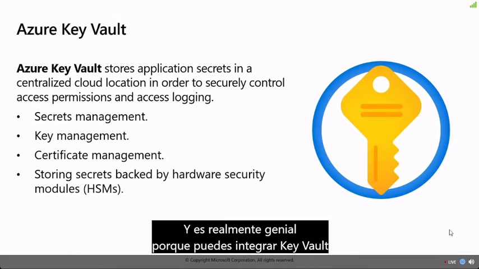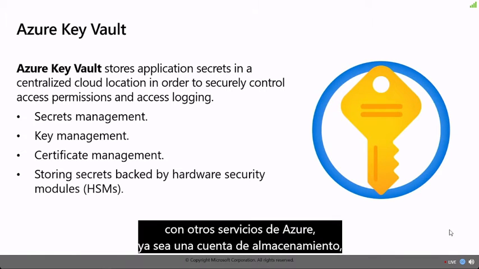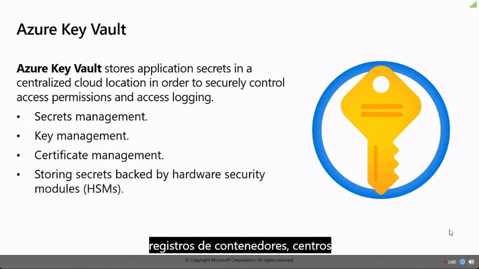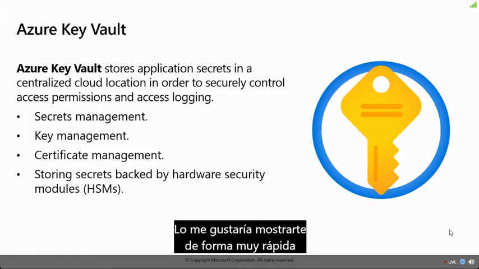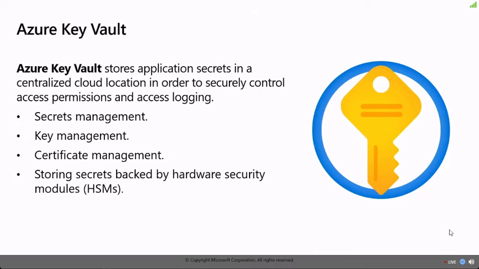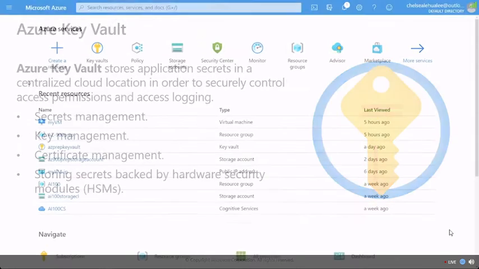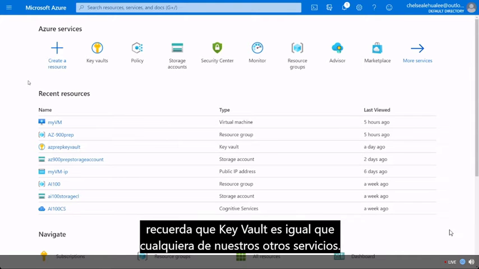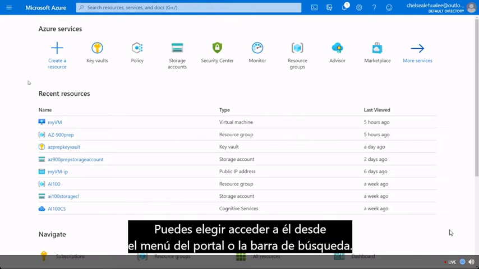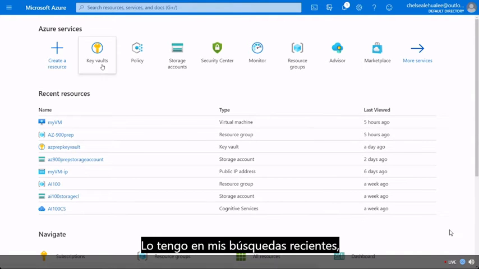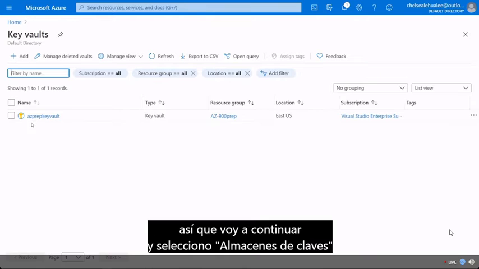And it's really great because you can integrate Key Vault with other Azure services, whether it's a storage account, container registries, event hubs, and so many more. So what I would like to show you just real quick is how you create a Key Vault with a secret. All right, now that we're back in the portal, remember Key Vault is just like any of our other services. You can choose to access it from the portal menu or the search bar. I happen to have it in my recents, so I am going to go ahead and select Key Vaults and then Add.